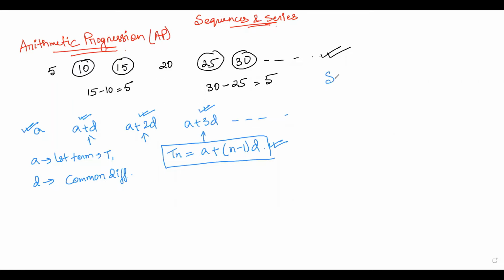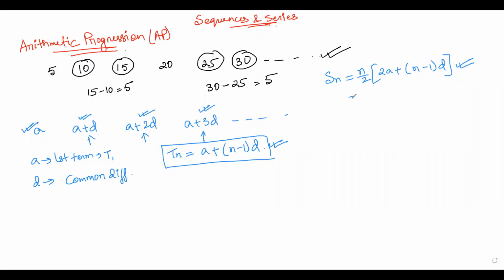Also, the sum of n terms of an AP series, Sn, is given by n by 2 times (2A plus (n minus 1) into D), where n is the number of terms till which we want to find the sum, A is the first term, and D is the common difference.